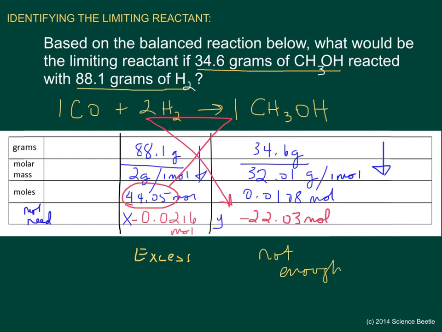If I don't have enough of this compound, CH3OH, this one here is the limiting reactant. It's the one that's going to limit us in the overall reaction, because once this one is used, the reaction stops. Okay, so that's the way you identify the limiting reactant.